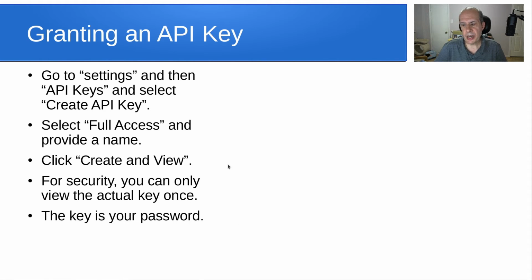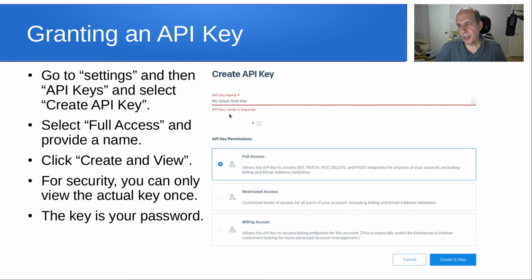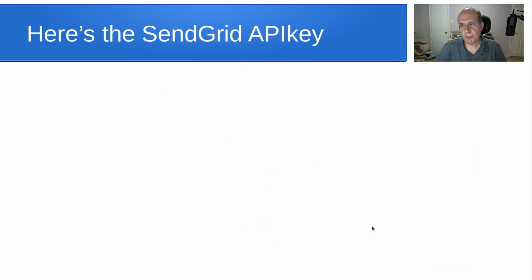So the key is your password. So for example, here I created just a temporary one so you can see how it works. I created migrate test key, and I said I wanted it full access. You can read the descriptions of the restricted and billing access. And then I clicked on create and view.